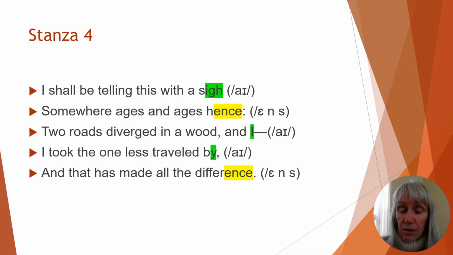Sigh, I, the long I sound. And in the third line, we have the word I, which is I. And then in by, we have I. So those three words end in the I rhyme. And then in my second line, for hence, I have ence. And that sound is repeated in the last line in difference, ence. So it's I and ence in this stanza, which are our rhymes.